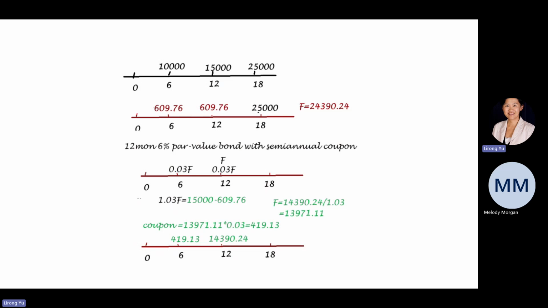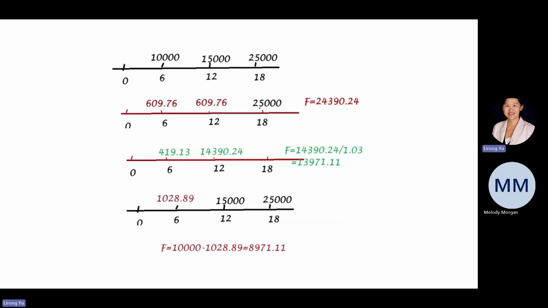That's the coupon value. So the cash flow for the 12-month bond is 419 at time 6, and then 1430.24 at time 12. That's the cash flow of the 12-month one. And when you combine this with the 18-month one, you now cover the 15,000 at time 12. And that leaves us one more thing to do. Those are covering up the liability at time 12.